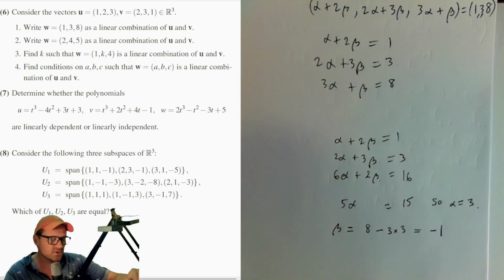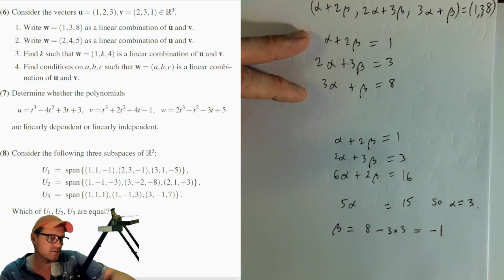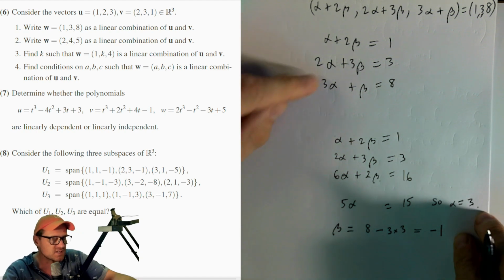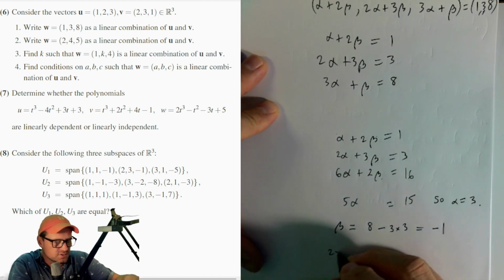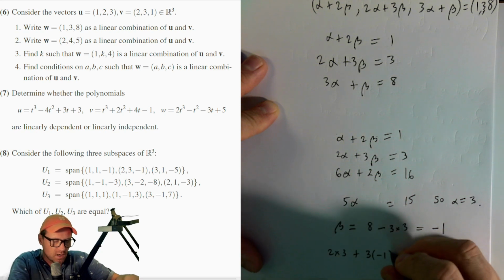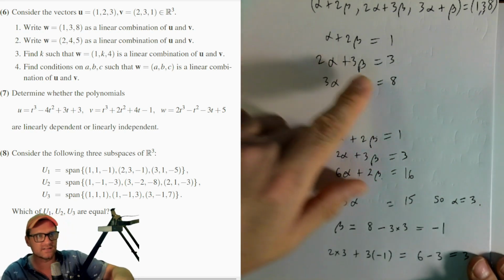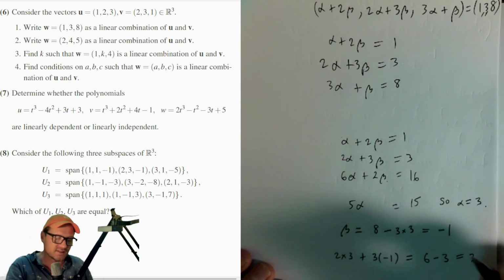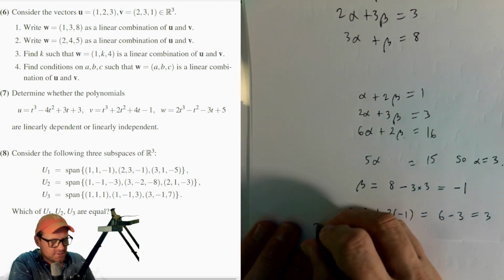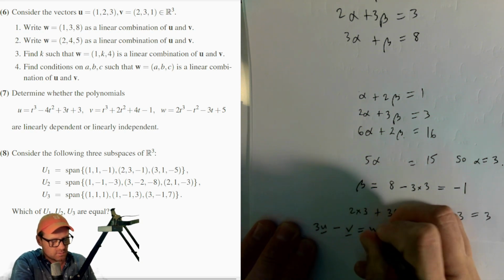Now we have just used equations 1 and 3 here. We have not used equation 2. So let's take these two numbers and substitute them into equation 2. 2 times 3 plus 3 times minus 1 is 6 minus 3, which is 3. That is consistent with this. And so we have a consistent solution, which says that 3u minus v is equal to w.